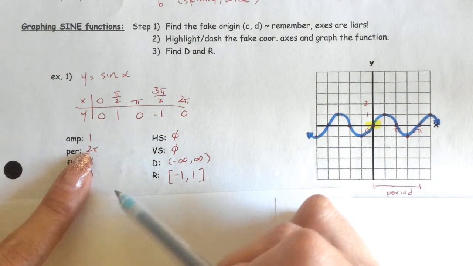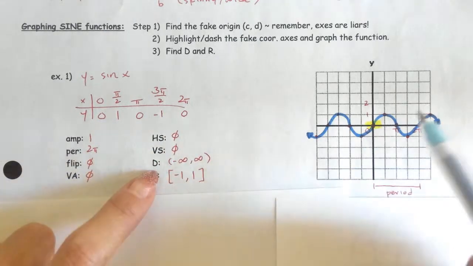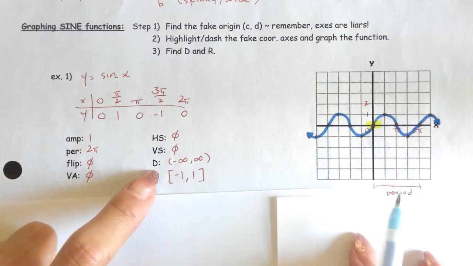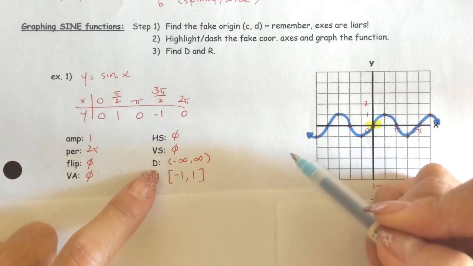So what do all these other things mean? There's no horizontal shift, there's no vertical shift. You can tell for the domain, it just continues. You're always gonna go all the way from the left to the right. You're gonna make a little arrow, you're gonna make a little arrow. Here's what I do not want you to do. I don't want you to go down and keep going down and make an arrow.